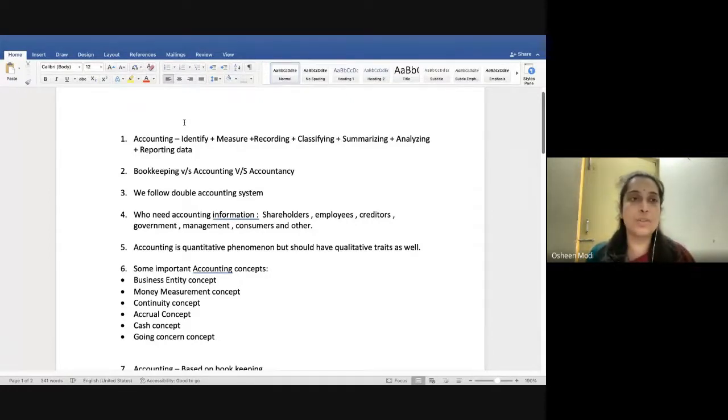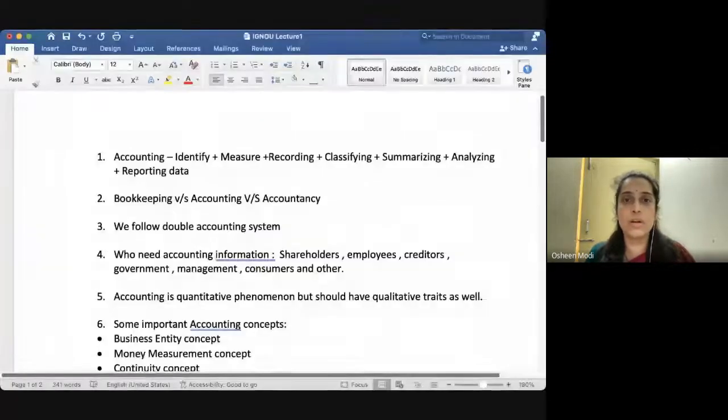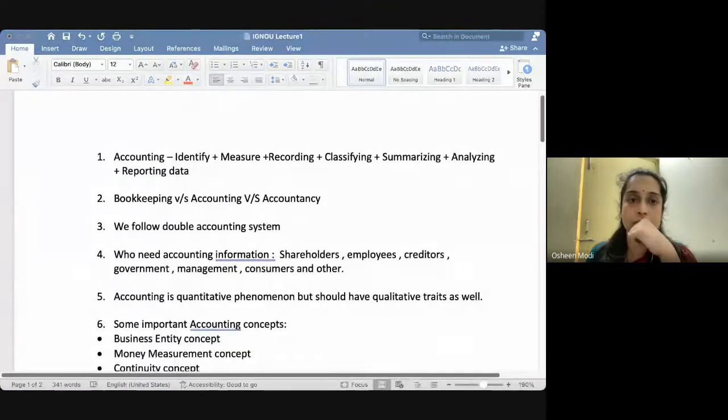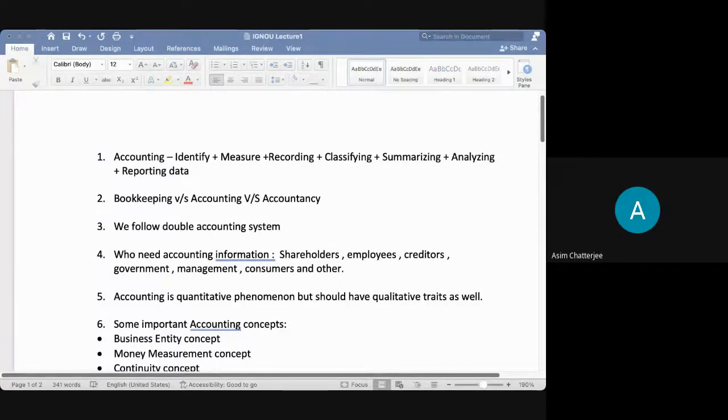I just have a question to you. According to you, what are the different forms of business? डिफरेंट फॉर्म्स ऑफ बिजनेस क्या क्या होते हैं? What are the different forms of business, students? Hello, ma'am. Yes. Credit transaction, cash transaction.